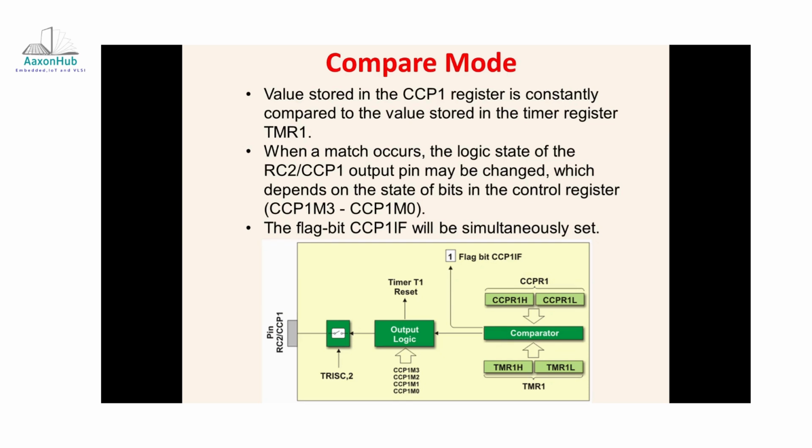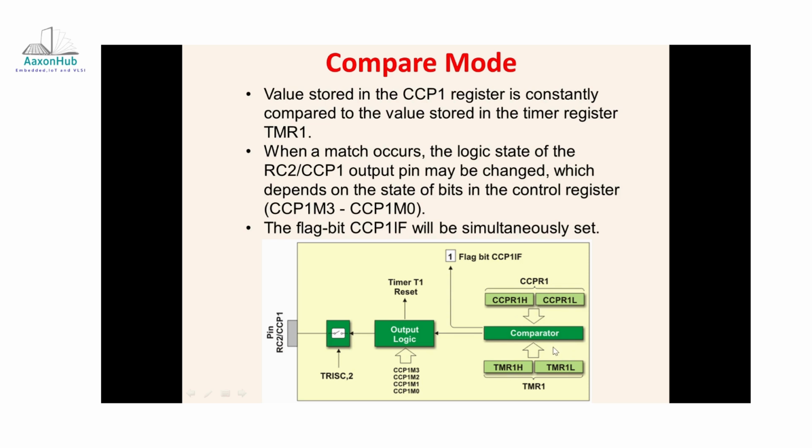Now let's discuss compare. The name itself is telling you: compare is nothing but comparison. So always have the comparison between two values. As per this diagram, this comparator is able to compare two values altogether: the value to be loaded in the TMR1 register as well as the value to be loaded in the CCPR1 register. So these two values are getting compared constantly.